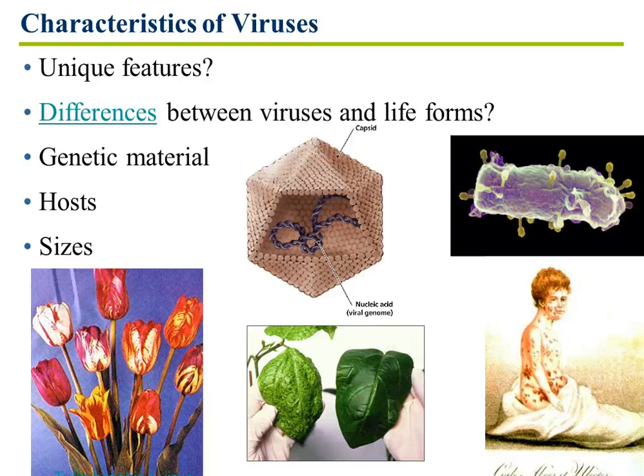Then to the right of that is a tobacco mosaic virus. This is a tobacco leaf. And over on the left is a plant that's been infected, and on the right is a normal plant. And to the right of that is smallpox. And above that is an E. coli cell with, it looks like, maybe 15 viruses attached to the outside of it. I was trying to show you some of the variety of hosts that viruses can have.